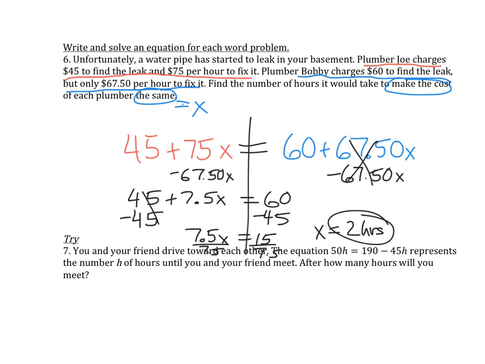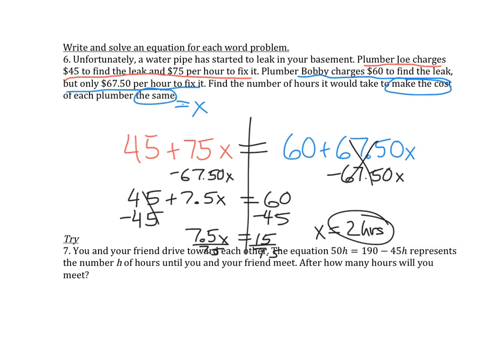Okay, so 2 hours is when they're going to cross, or when they're going to be the same price. So if I think it's going to take less than 2 hours, I'm going to pay for the one that's cheaper up front. But if it's going to go beyond 2 hours, that's when I want to make sure that I'm paying cheaper per hour, because after that 2 hour point, Plumber Bobby is going to be cheaper because he's cheaper per hour. So that's why that break-even point is significant.